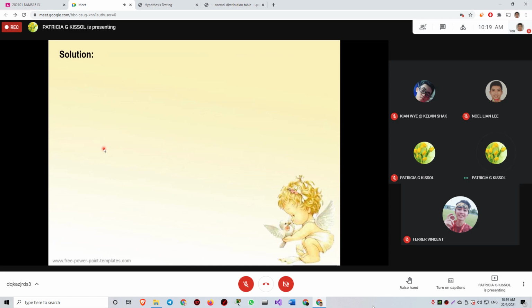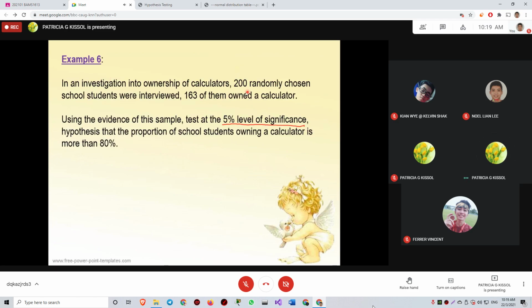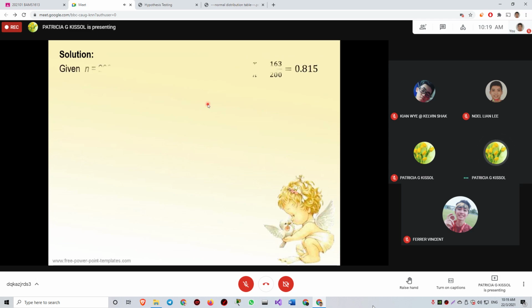So here we have n equals 200. That was given in the question. And from the 200 randomly chosen school students, 163 of them own a calculator. So from here we know our x is 163, of which our pi, the population proportion, is 80%, equivalent to 0.8. And for the PS, it is x over n. It's 163 divided by 200, and you get 0.815.